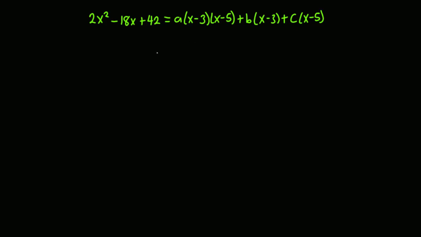Now in this video, we are to solve for the values of a, b, and c, given that 2x squared minus 18x plus 42 is equal to a(x - 3)(x - 5) plus b(x - 3) plus c(x - 5). Why don't you pause the video and try your hands on this?